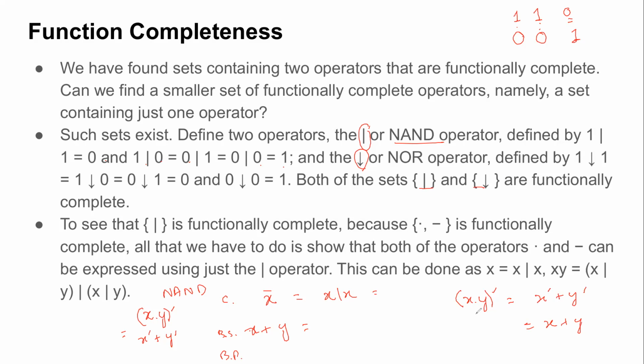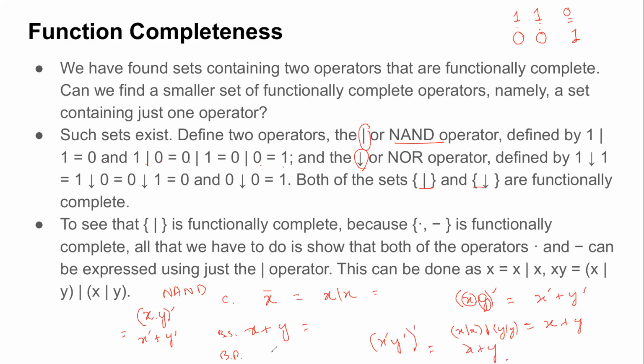Very good. So you have x complement, which we already know is x NAND x, and y complement. Basically what you need is the input should be x complement as well as y complement, because if you have both of them as complement, only then you will get x plus y.